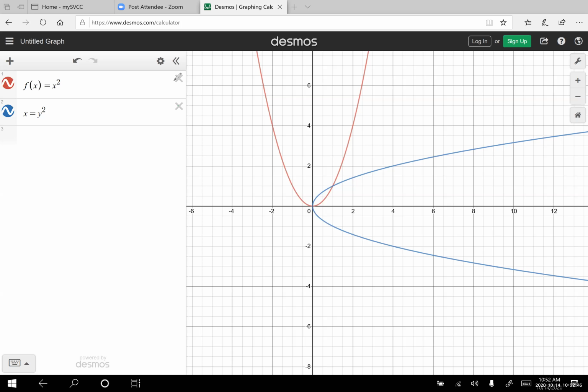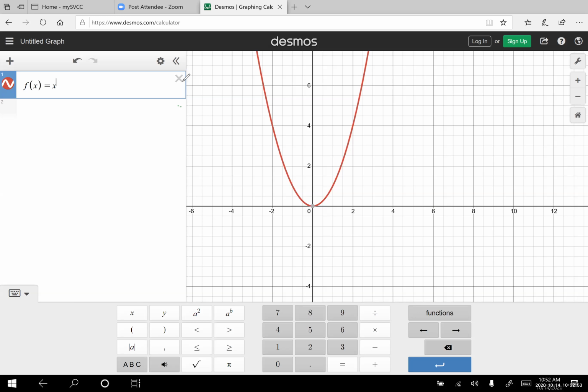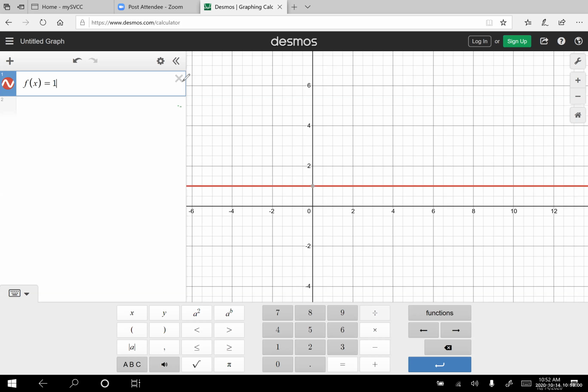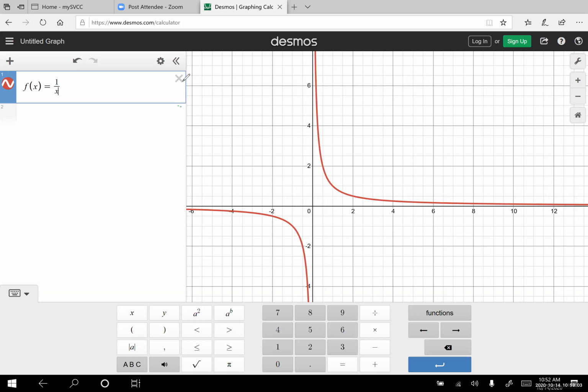All right, so something that does not have a domain that's all the real numbers. The two that you see most often are functions that have denominators where the variable is in the denominator, like that. And that's because of what happens when we get a 0 in a denominator. We know that a fraction becomes undefined when you get a 0 in the denominator.